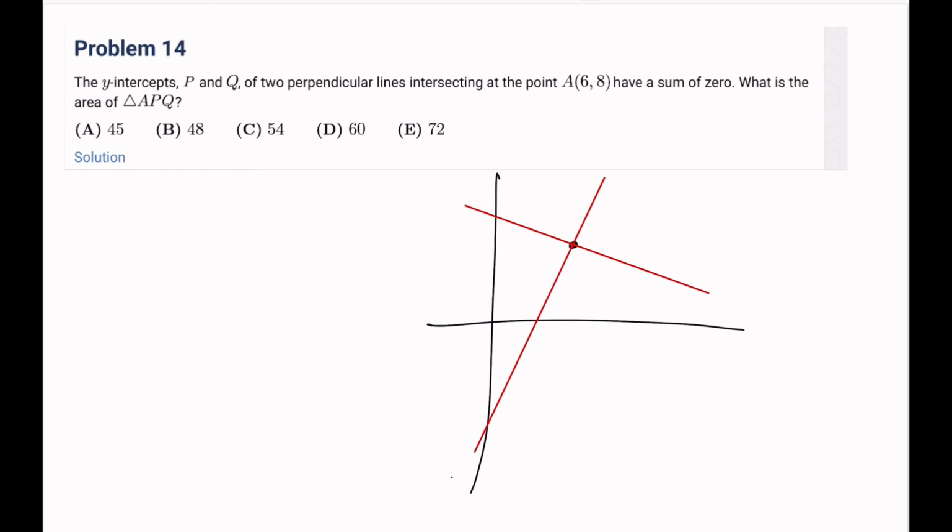Like this, right? And so these 2 points have a sum of 0. So let's say that this is A, this would be minus A, right? And then this is 6, 8, right? And so what is the area of APQ? For this we need to get A times 6. So we need 6A. Because this much is 2A, I'll do that in a different color. This is 2A, this is 6, so 2A times 6 times 1/2 is 6A. So the area we need to get is 6A.